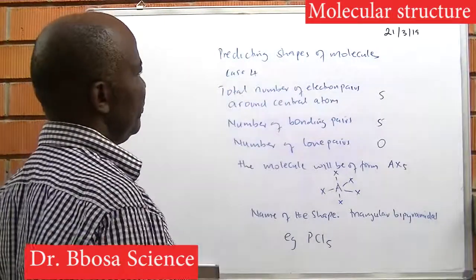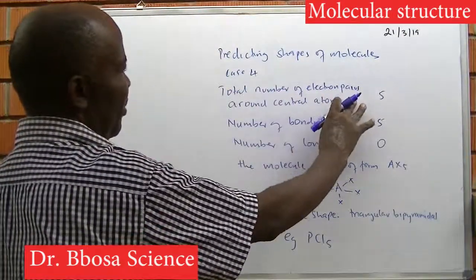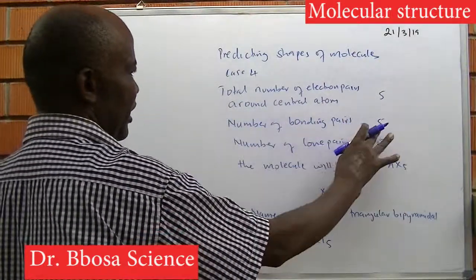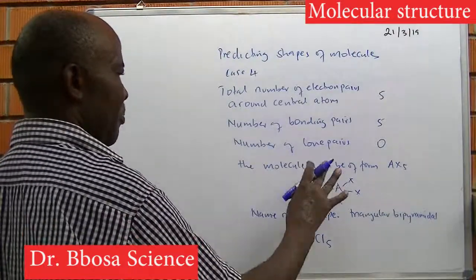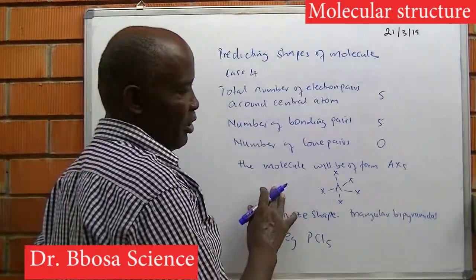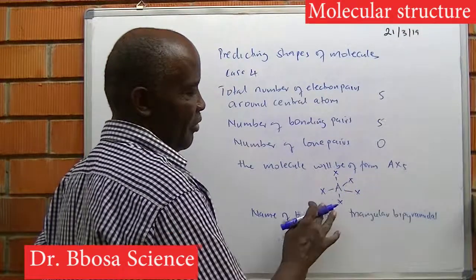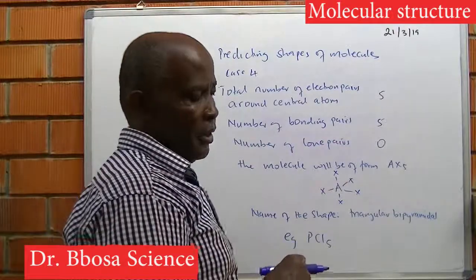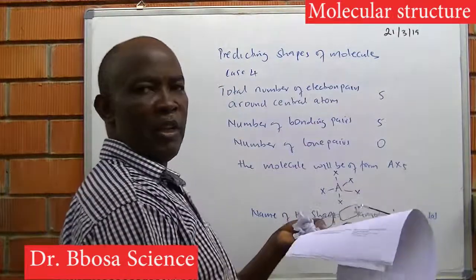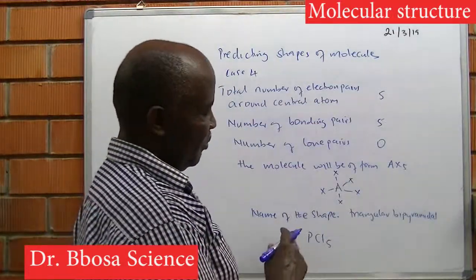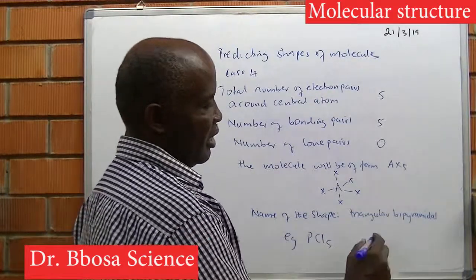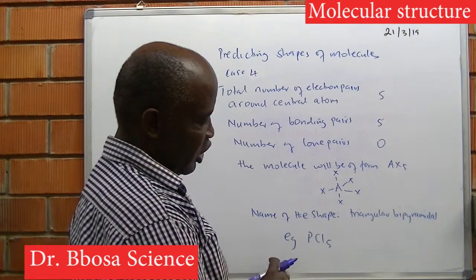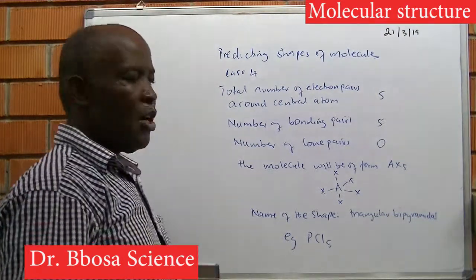Case 4. The total number of electron pairs around the central atom are 5. The number of bonding electrons are 5. Number of lone pairs are 0. The molecule will be of the form AX5. You do it like this. You imagine a triangle. Then one electron is at the top, one electron is at the bottom. The shape is trigonal bipyramidal. An example of a compound with this shape is phosphorus pentachloride.